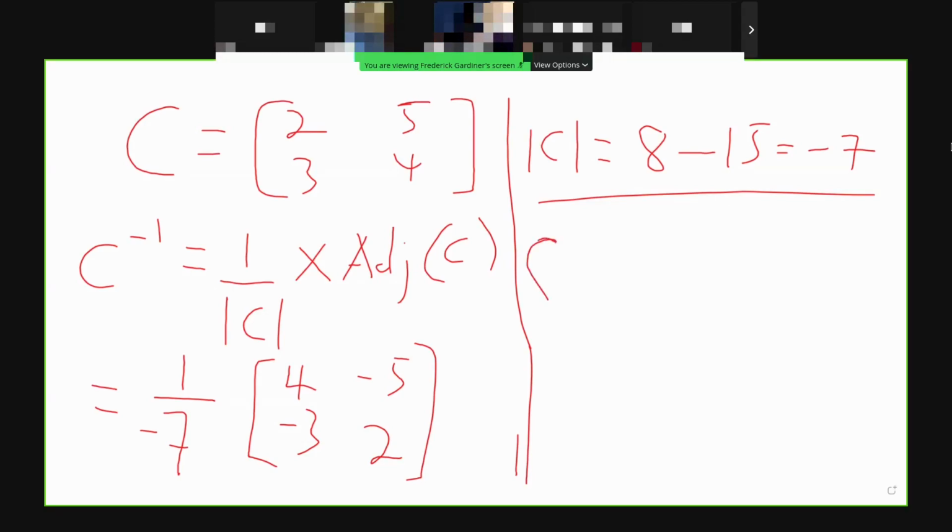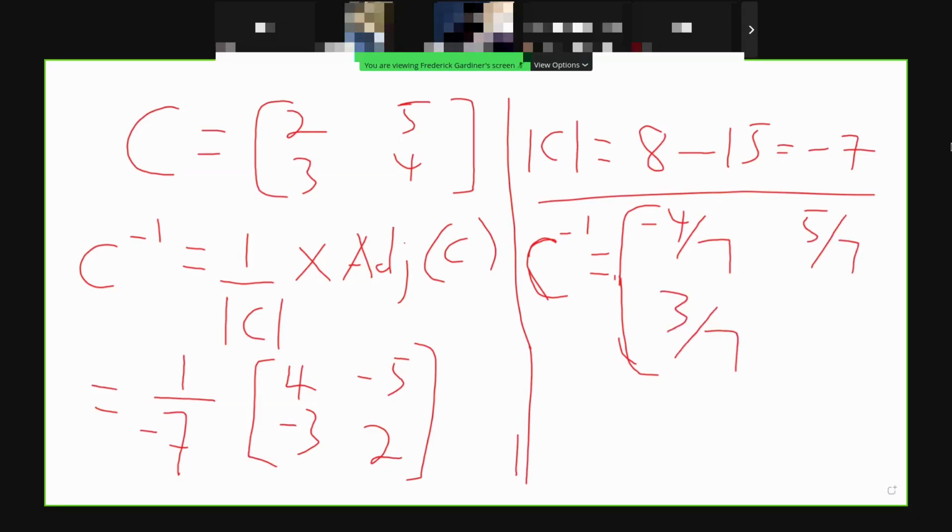Yes, sir. So my C inverse will be equal to -4/7, +5/7. Do you agree? Yes, sir. +3/7, and then -2/7. So when you have a 2 by 2 matrix, it is only the elements in the matrix that can change, but the process is the same.